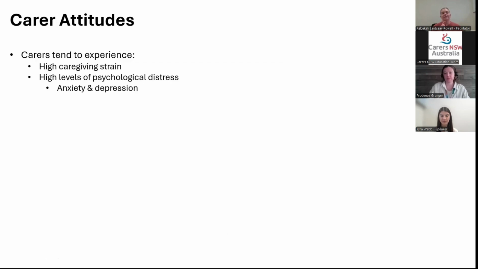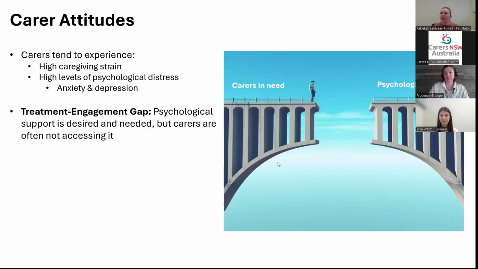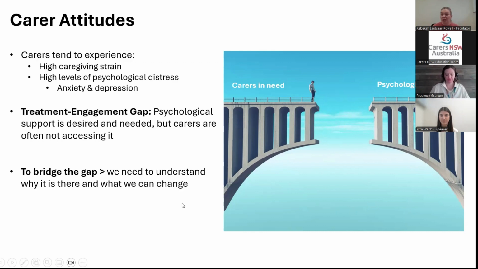What we know is that carers tend to experience high levels of strain, high levels of psychological distress across anxiety and depression. But we know that there's quite a treatment and engagement gap. And if anyone saw Hannah's presentation yesterday, you would have seen that she's working on how we bridge that gap. We know that there are many carers who need psychological support and desire it, but that something is stopping people from actually accessing it. And to bridge that gap, we need to understand why it's there and what we can change.